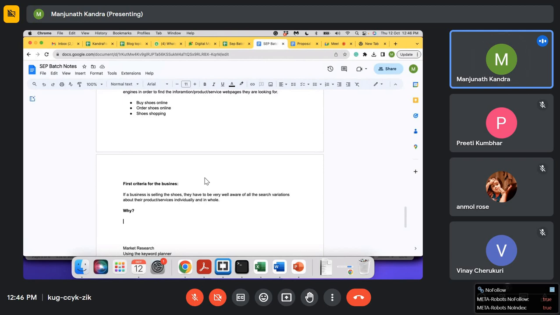Okay. So basically, search engine optimization is all about optimizing your website to show up for all the variations related to your business. Correct? And when you don't know for what kind of terms, how will you decide for which term it has to be shown? Maybe you might feel, okay, I just have to show it for shoes. That's what your mind says.